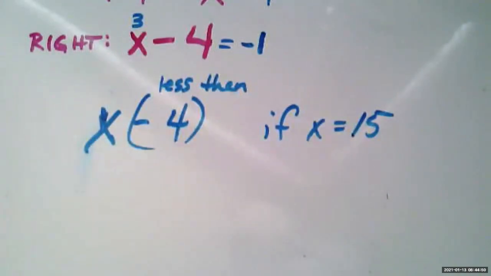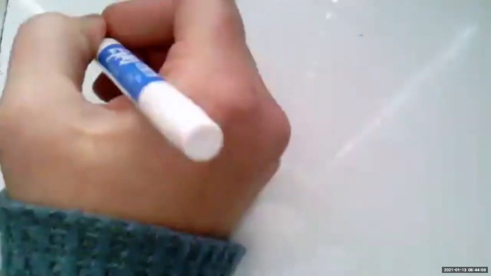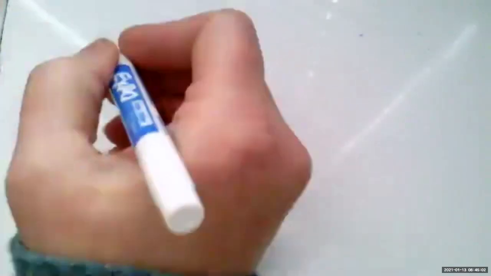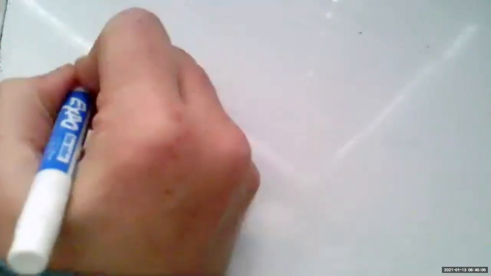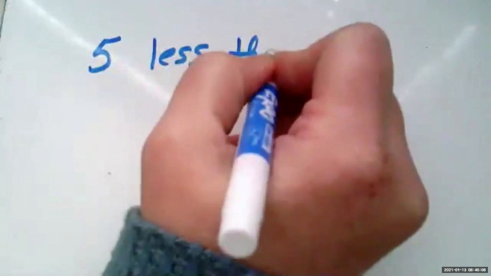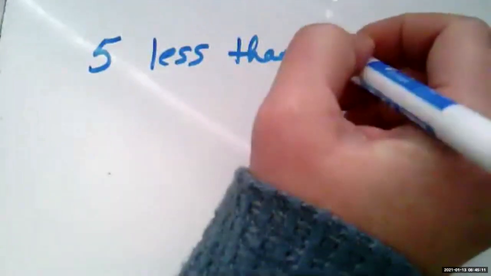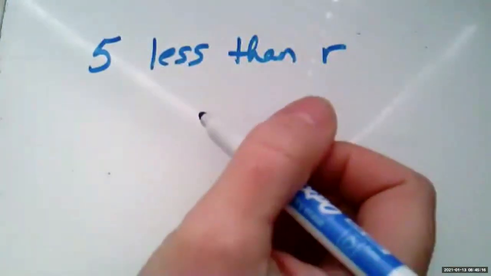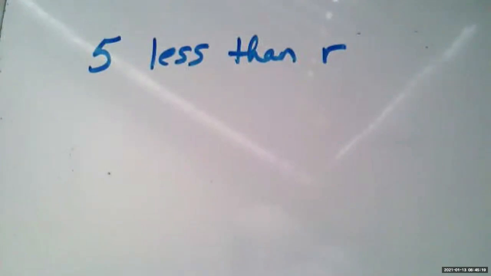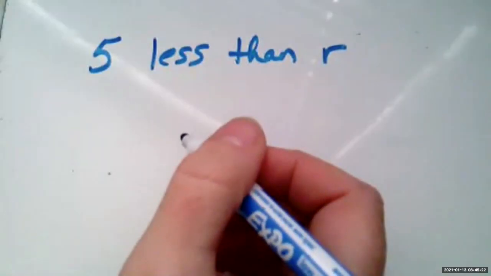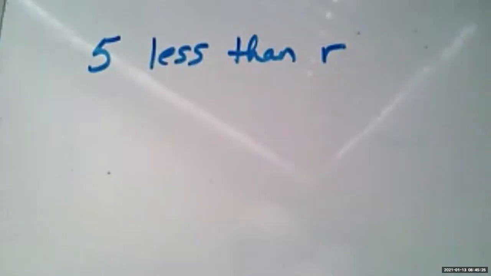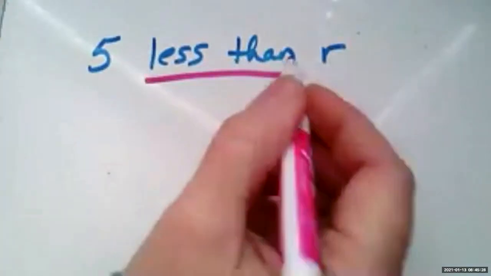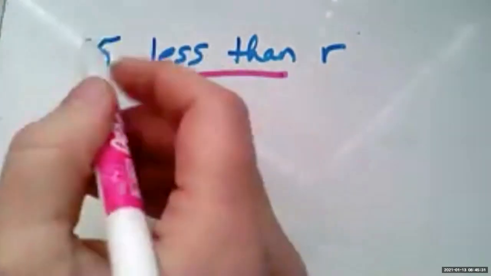So let's just talk a little bit more about that one. Less than is the tricky word. If I were to say 5 less than a number R, and we'll say R is for roses, 5 less than R. Show me how you would write that one. Thank you very much. Yeah, and of course you know that less than means subtract, and I still have some people putting the 5 first.